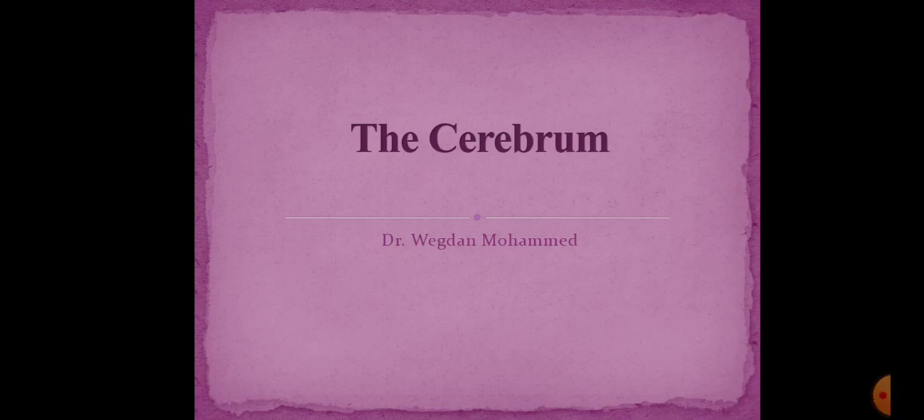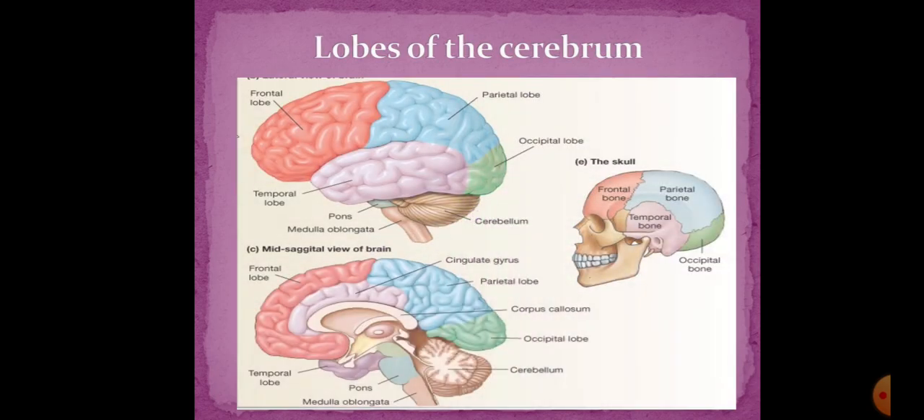Our topic today is about the cerebrum. The cerebrum is the largest part of the brain. Here is the cerebrum. This cerebrum consists of many lobes such as frontal lobe, parietal lobe, occipital lobe, temporal lobe, and two additional lobes, limbic lobe and insula. Frontal, parietal, temporal, and occipital are named according to the overlying bone of the skull.